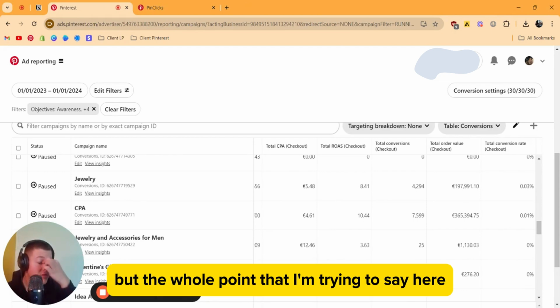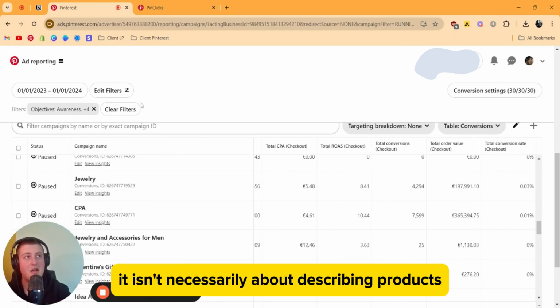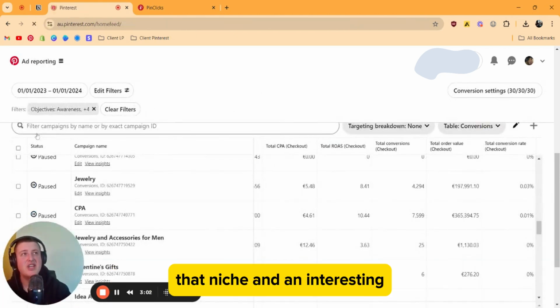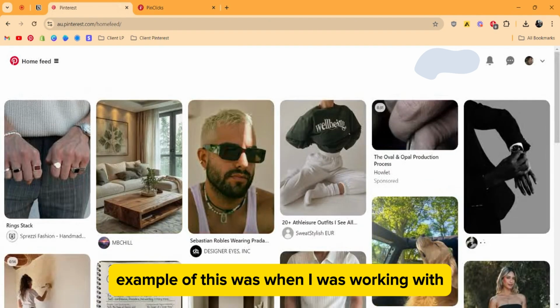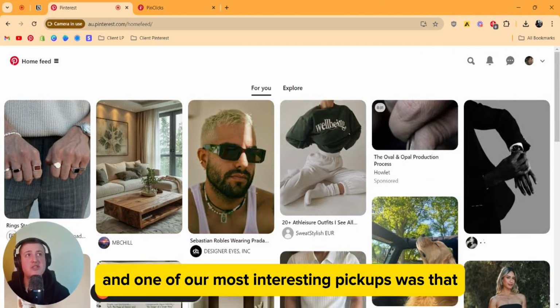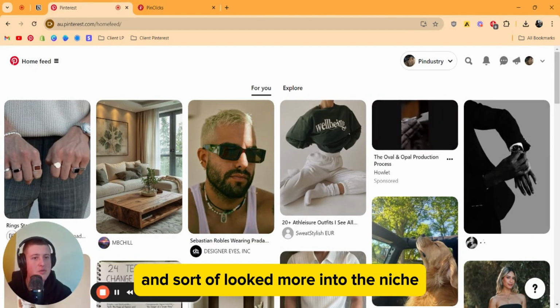But the whole point that I'm trying to say here is that with your keywords, it isn't necessarily about describing products. It's also just finding overall people that are in that niche. And an interesting example of this was when I was working with a teeth whitening brand. One of our most interesting pickups was that we sort of separated ourselves from just the product and looked more into the niche.